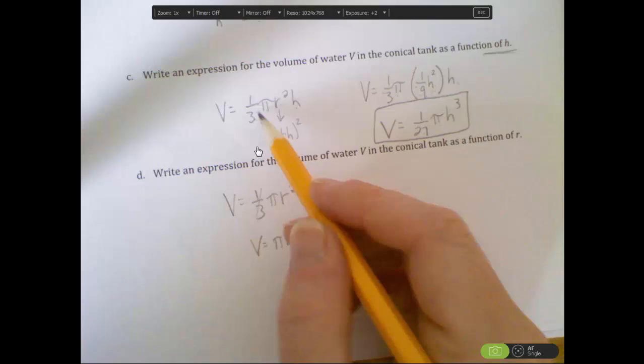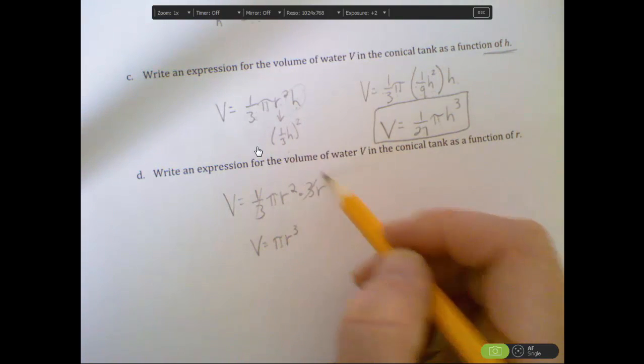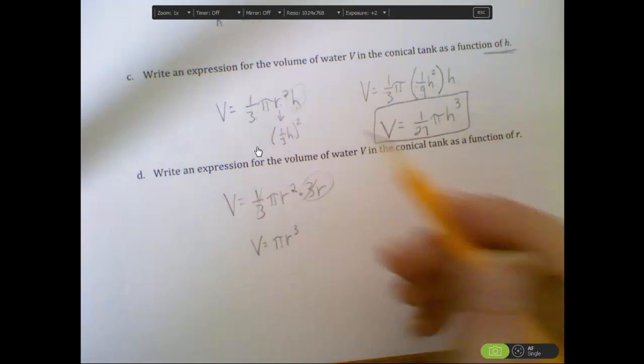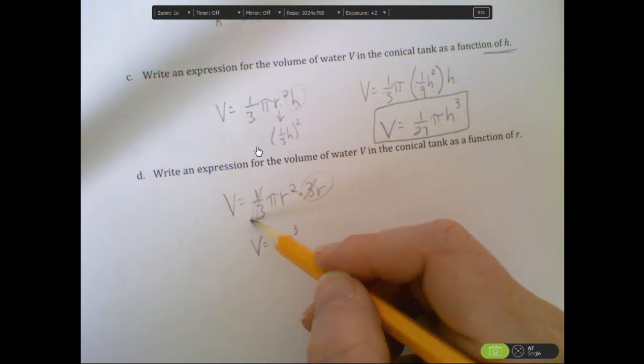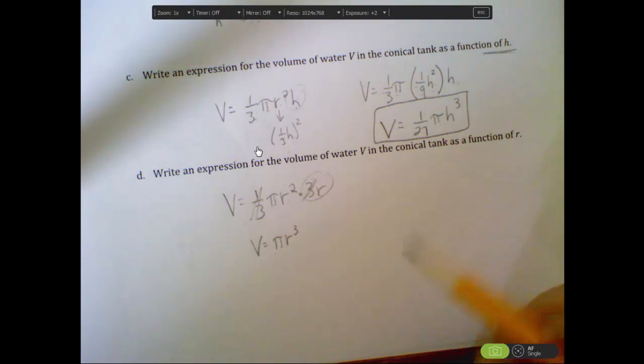Do the same thing here, 1/3 pi r squared, but instead of h, we're going to write what h is equal to, which is 3r. The 3 and the 1/3 cancel out. r times r squared is r cubed, and you're left with pi r cubed.